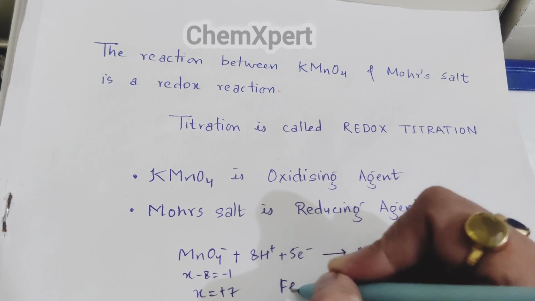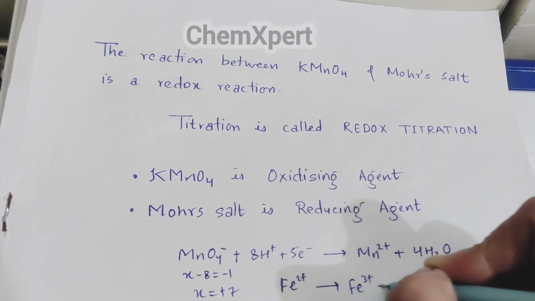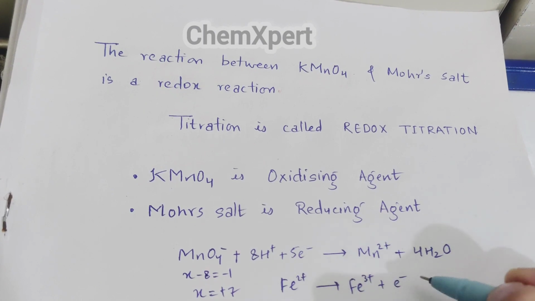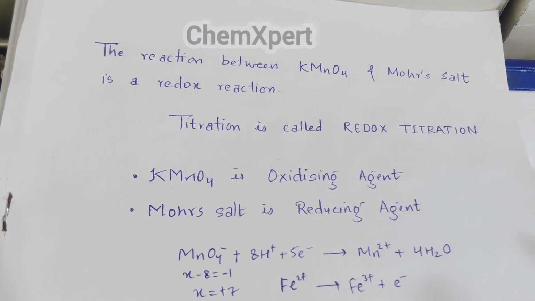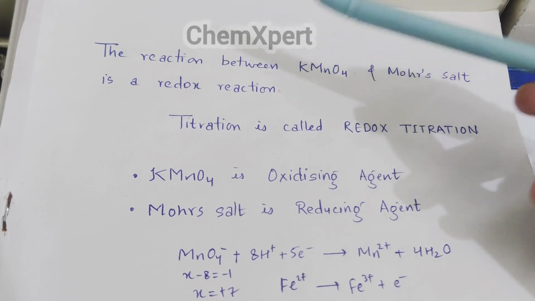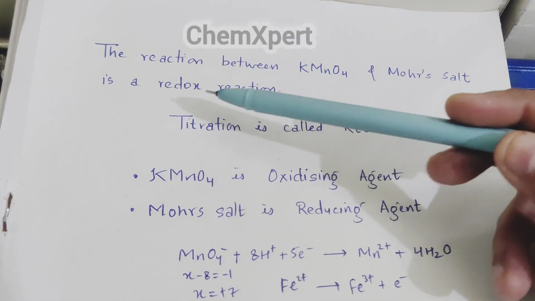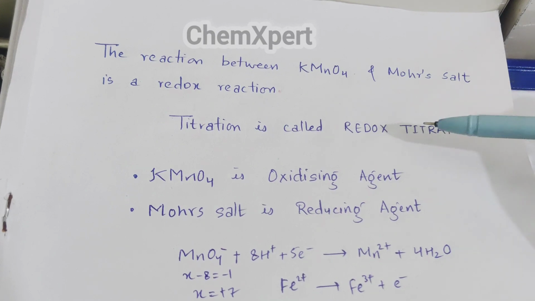Whereas Mohr's salt changes from Fe2 plus to Fe3 plus ion. So there is loss of one electron, or we can say oxidation will take place, so Mohr's salt is a reducing agent. So all these points are just basic points: the reaction between them is a redox reaction. That is why the titration is known as a redox titration.